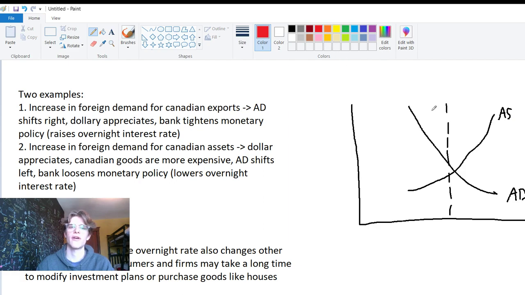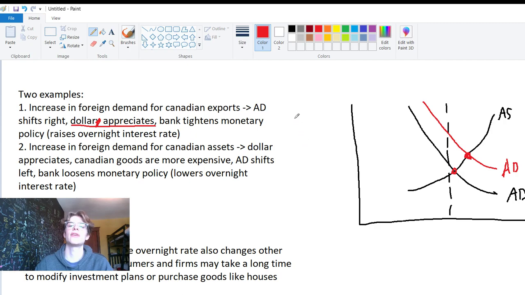If our net exports go up, we see an increase in AD. And what that means is that our dollar is going to appreciate, which is a good thing. But it also means the bank should tighten monetary policy, because this is causing inflation, and we don't want that. We want to come back to here. So how do they do that?